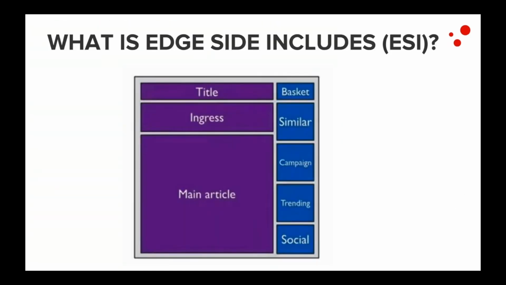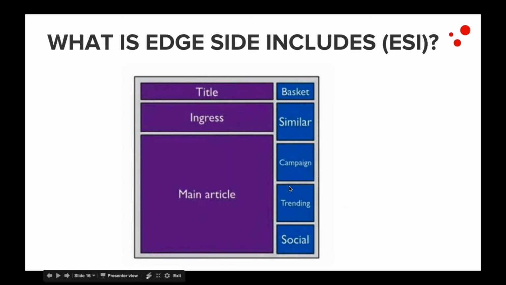A couple of words on what ESI is. ESI stands for Edge Side Include, and it is a technology developed in 1999 by Oracle and Akamai. The idea behind it is quite simple. Let's take a web page, like the one you have in front of you, the purple and the blue one, and let's divide it into several fragments, so we can cache each of the fragments individually.